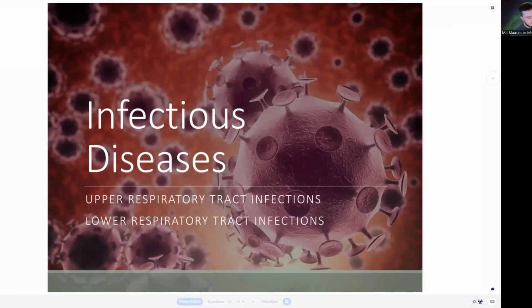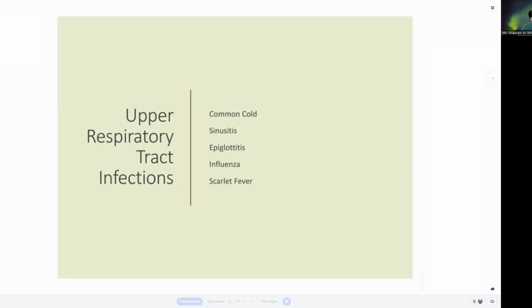So infectious diseases. Now we're moving into that discussion. We've gone through all the A&P, and then the signs and symptoms, manifestations of chronic or acute lung disease. So what about infectious diseases? We have diseases that affect the upper airway especially, and the lower respiratory tract. All your upper airway infections are typically common cold, sinusitis, epiglottitis, flu. That's influenza, the general name for all the strains of flu, and scarlet fever.